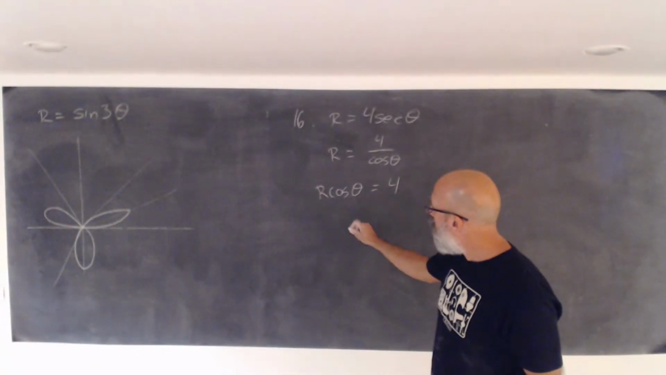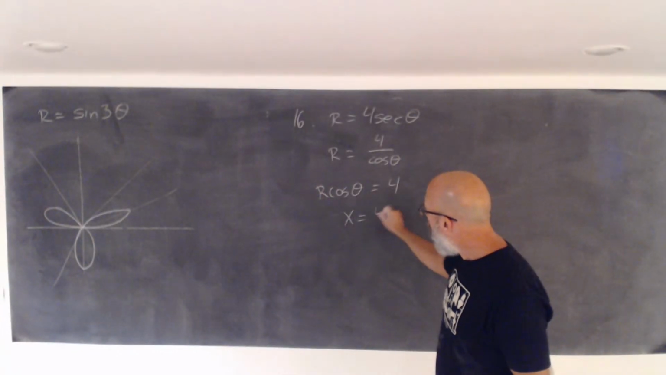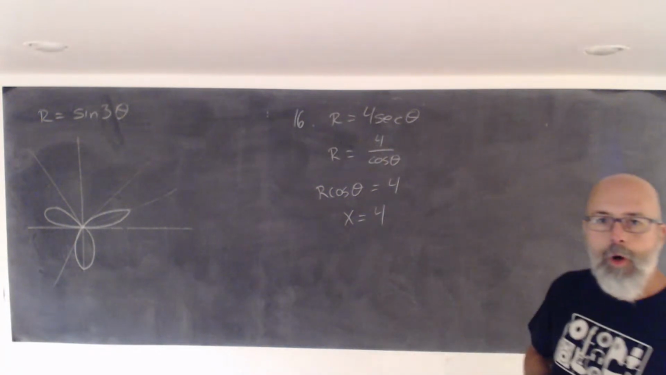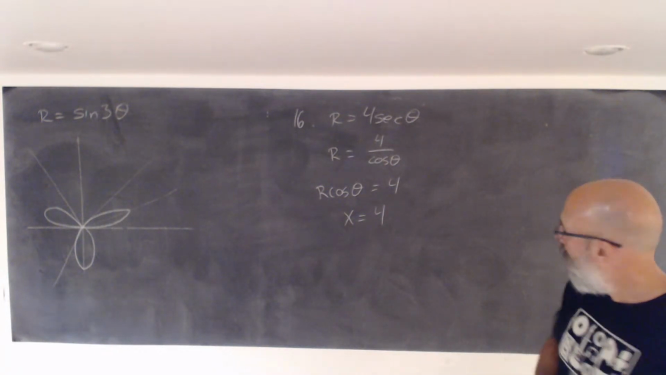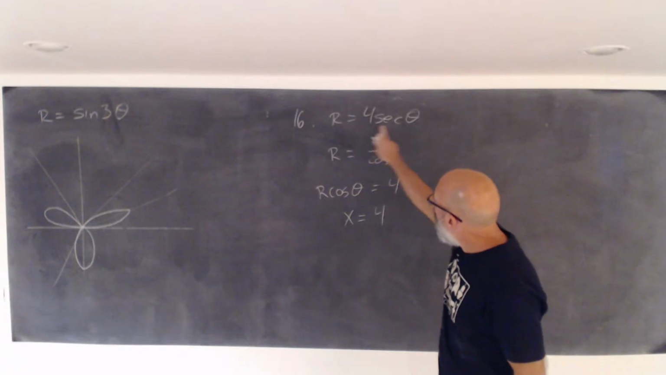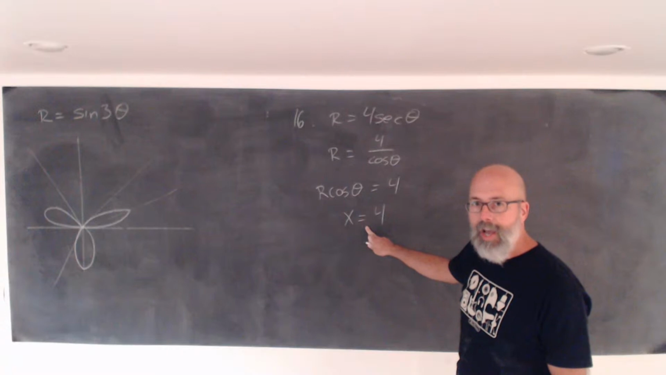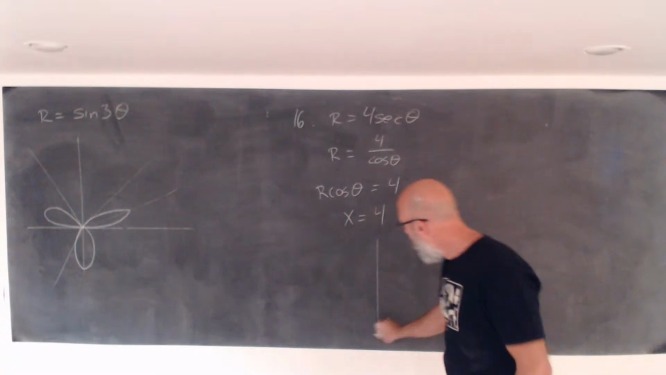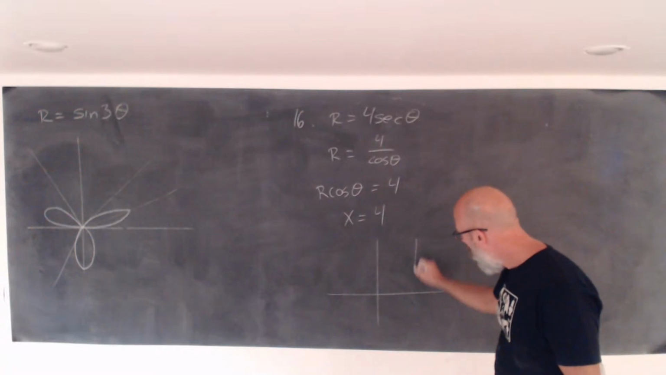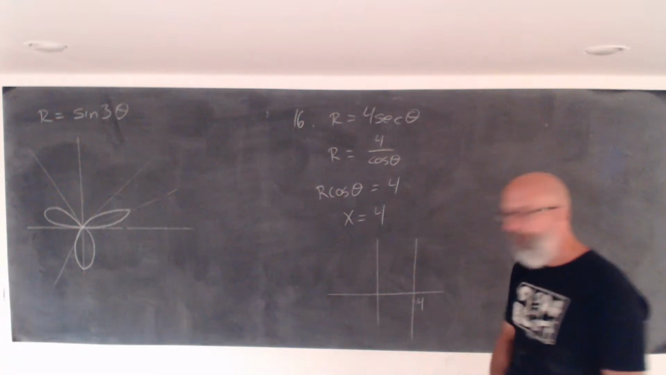and r cos is really x, right? Because in polar coordinates, x is r cos. So r equals 4 secant is really the same as x equals 4. This is a vertical line.